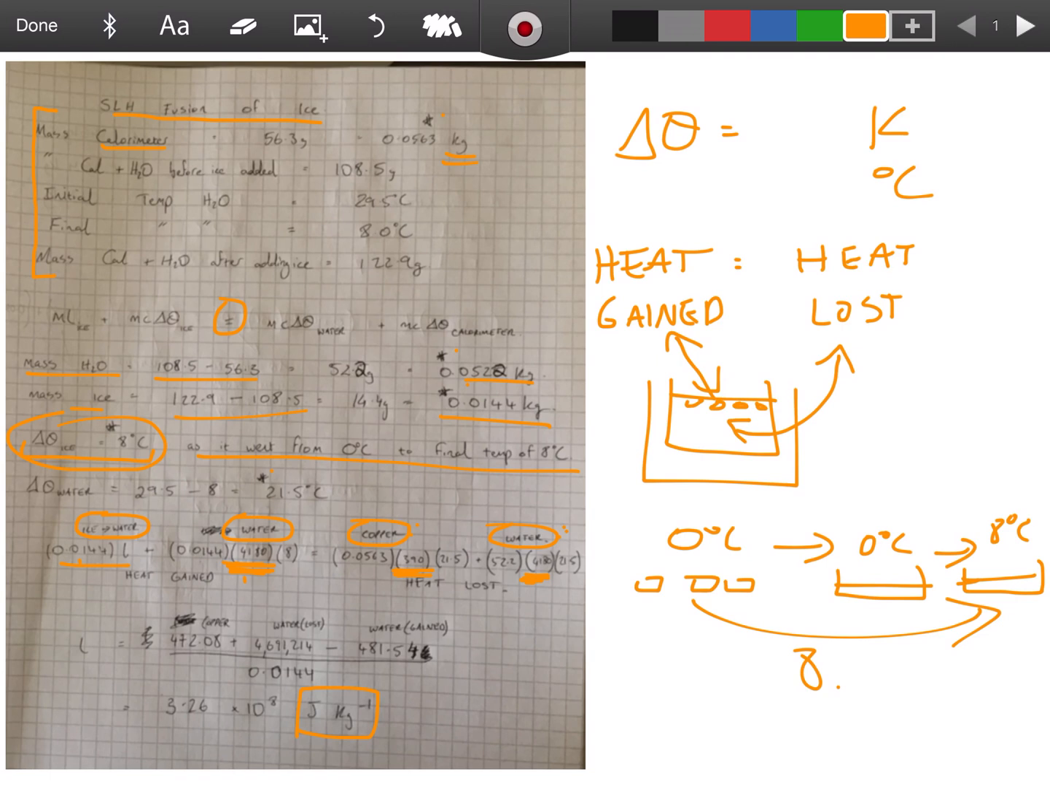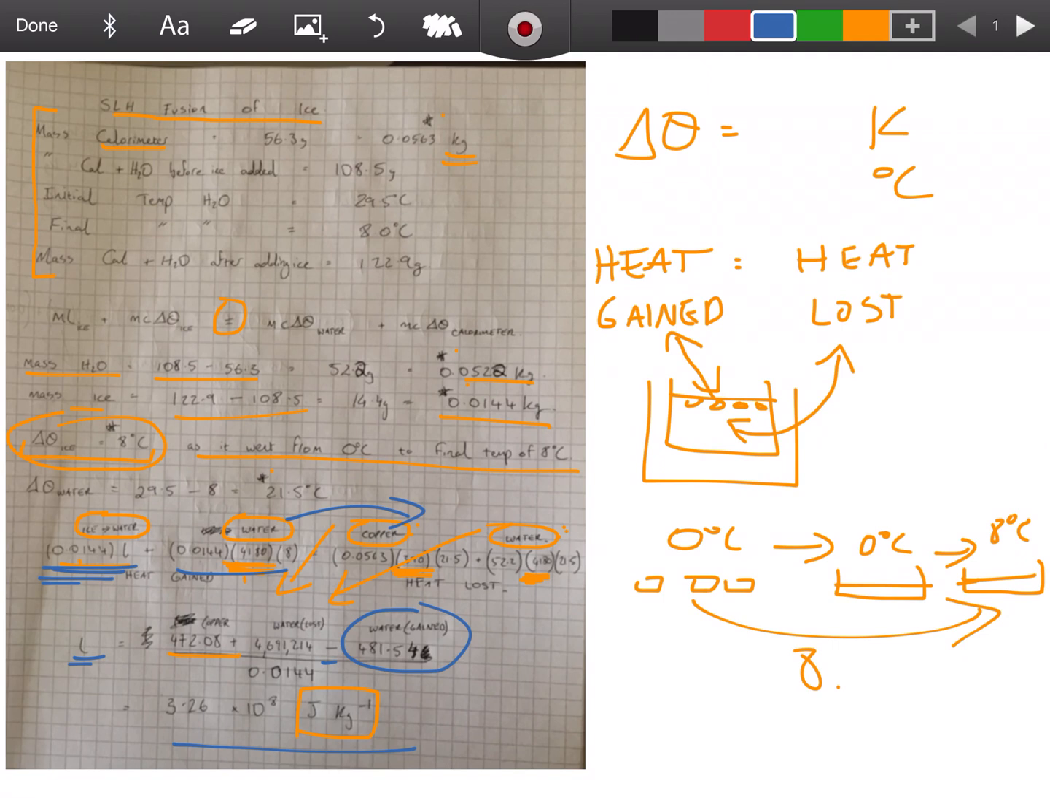So you can see I've got the copper is brought down, the water is brought down, and then this one is being brought across. So the water from the heat gained is going from this side over to the other side of the equals, and that's why it's a minus value now. And finally then we divide it by that 0.0144 to get L on its own, and we have our value. We see our unit is joules per kilogram, and that's all there is to it.